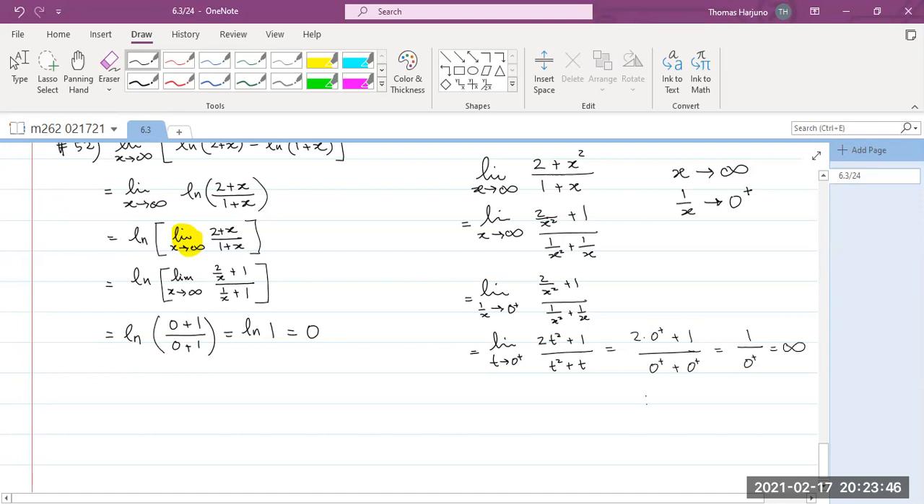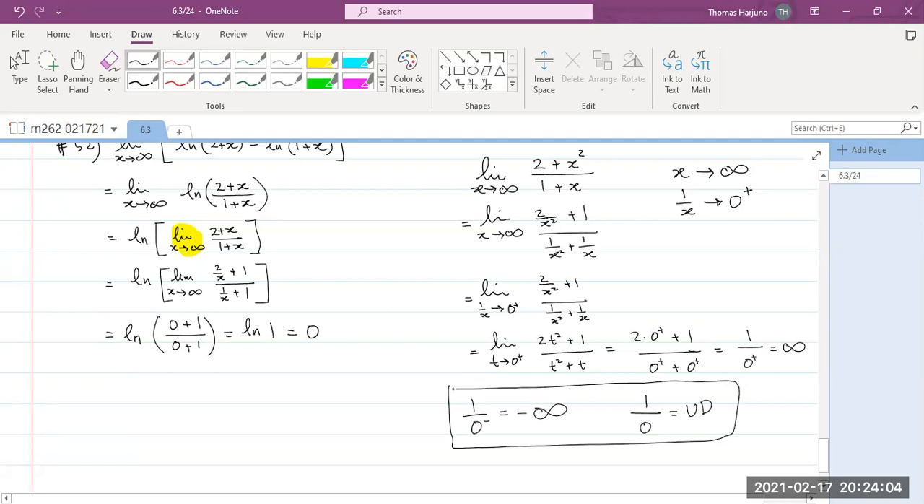Don't get me wrong, 1 over 0 is not positive infinity. It's undefined. But 1 over 0 approaching from the negative side is negative infinity. Be aware of that little detail. That's why I need that positive sign there. That positive sign indicates that it's dealing with the limit. Okay, let me move on.